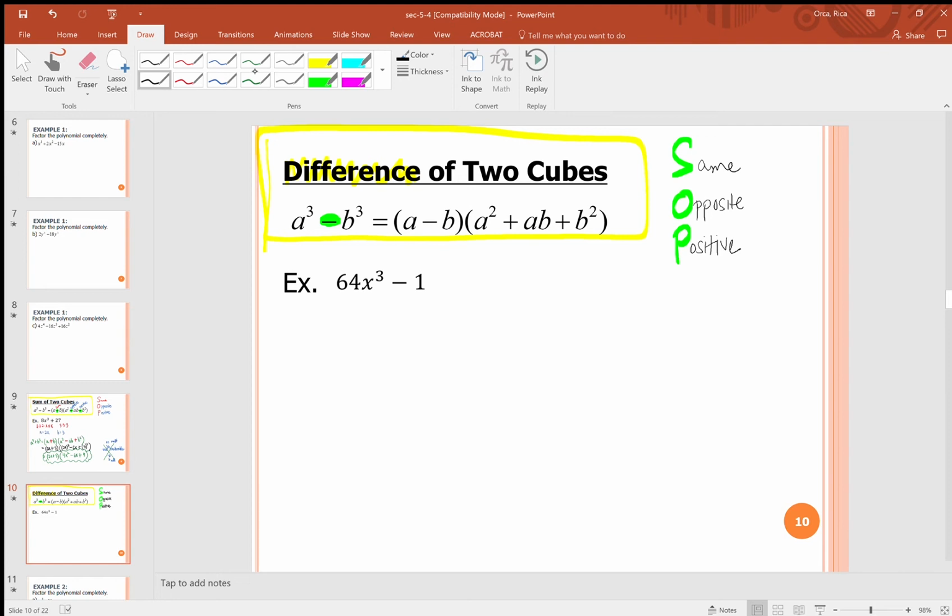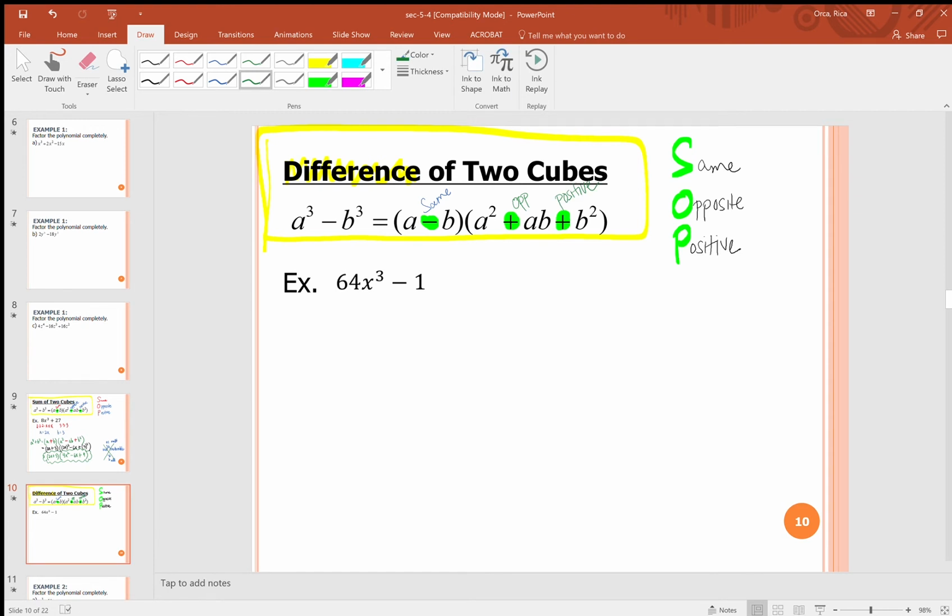So the sign is going to be the same as the problem. The variables are going to be exactly the same. So that first sign will be the same as the problem. The second sign will be the opposite of the problem. And the third sign will be positive. Let's go ahead and find the difference of two cubes.